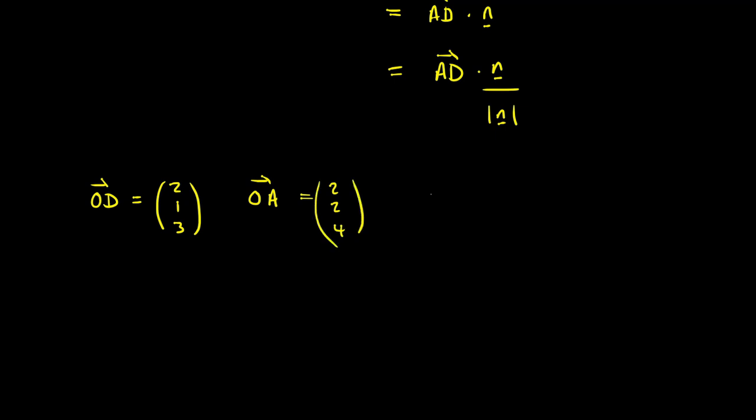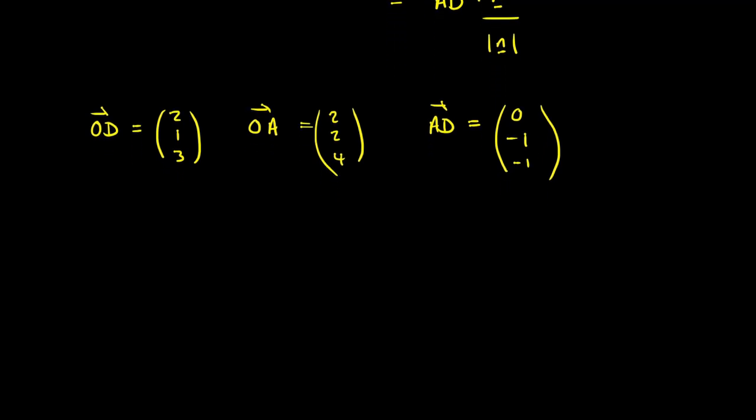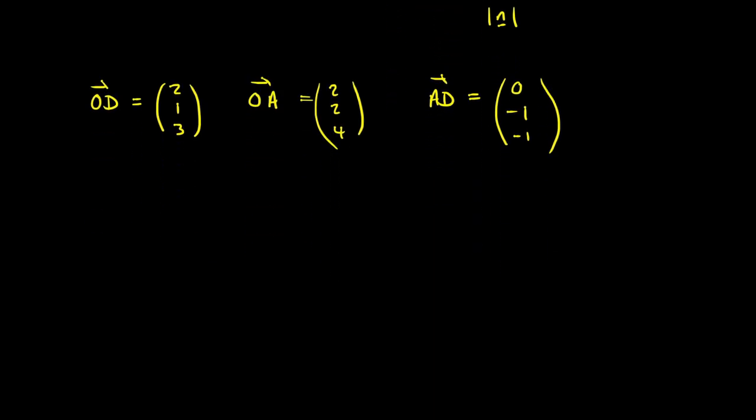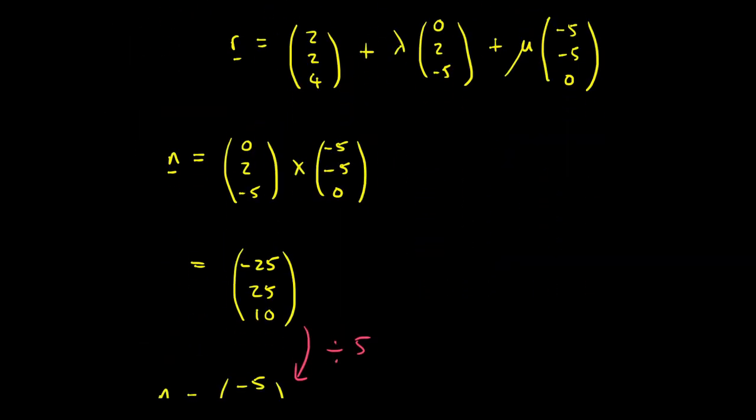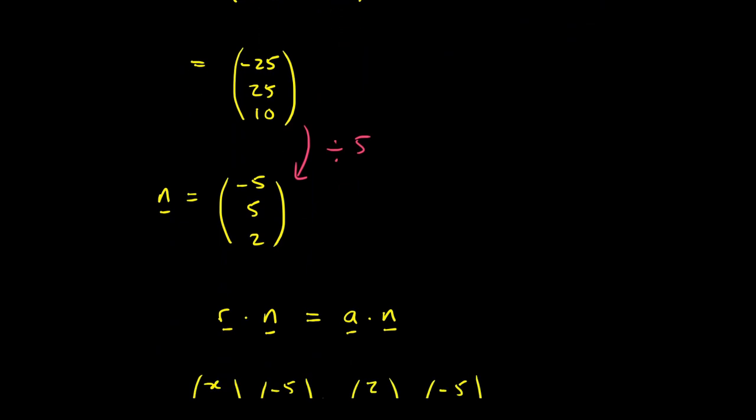And so therefore, the vector AD is equal to OD minus OA, right? So we've got 2 minus 2 is 0. 1 minus 2 is -1. And 3 minus 4 is -1. So I then want to do this scalar producted with the normal. So the distance that I'm looking for is equal to this vector (0, -1, -1) scalar producted with the normal, which, if I remember rightly, let's just go back, was (-5, 5, 2).